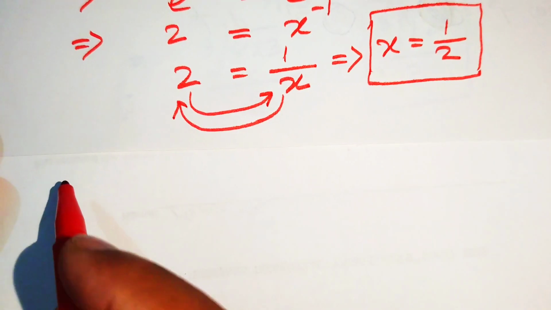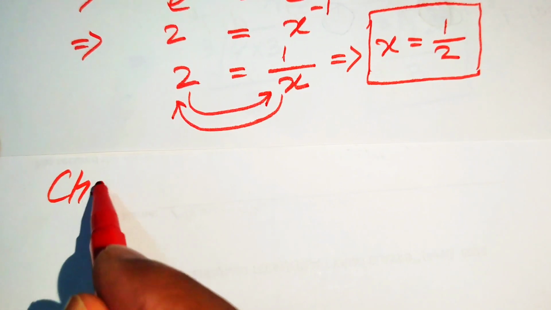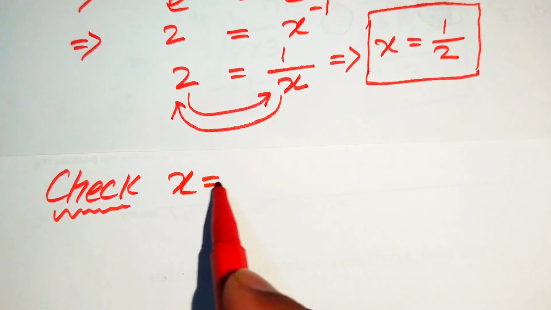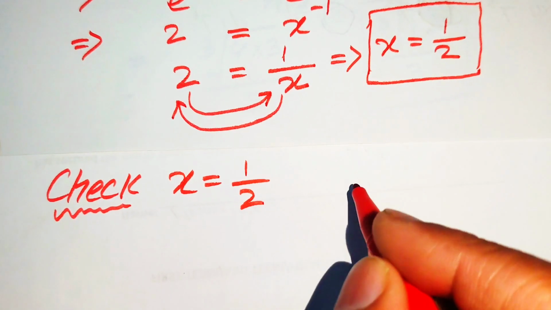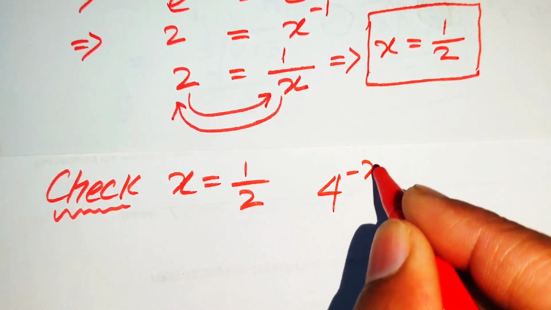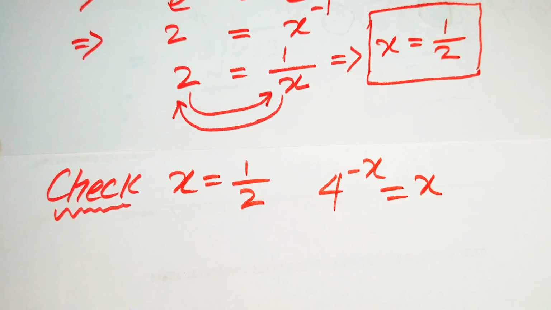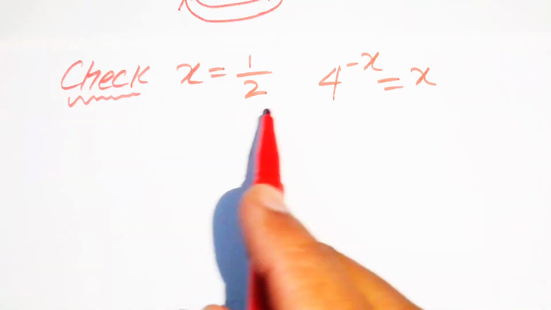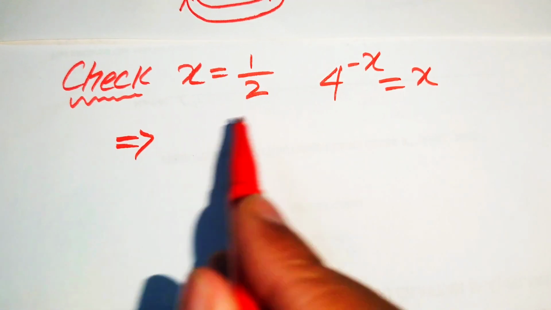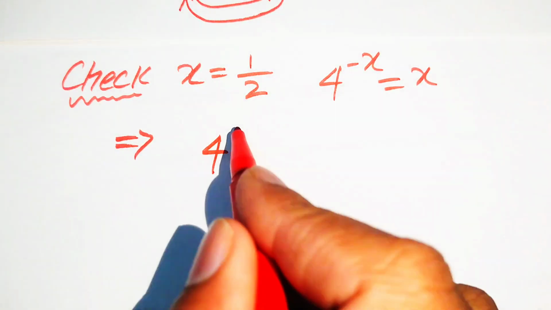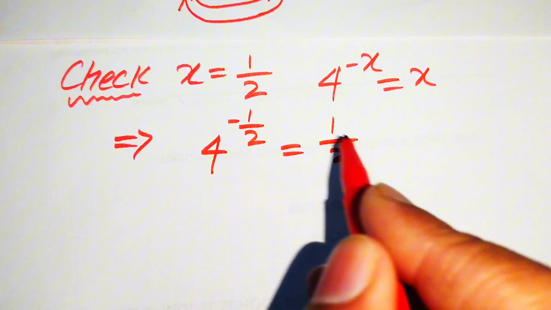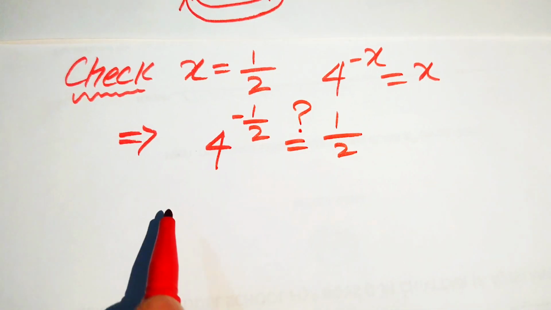Now we check this value. Does this value of x satisfy our given equation or not? So we have the value of x is 1 over 2, and our given equation is 4 to the power of minus x equals x. So here we verify this equation. Now we substitute this value of x on both of the sides of this equation, and it will be written as 4 to the power of minus 1 over 2 equals 1 over 2. Here we check whether these are equal or not.